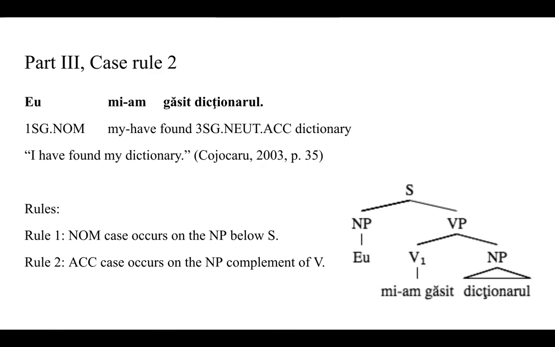We propose another case rule which looks at the placement of the nominative case and the accusative case in the sentence. In this sentence, eu mi-am găsit dicționarul. I have found my dictionary. So we say that a nominative case occurs on the noun phrase below the sentence. Our second rule accounts for the placement of the object. The accusative case occurs on the noun phrase complement of the verb.